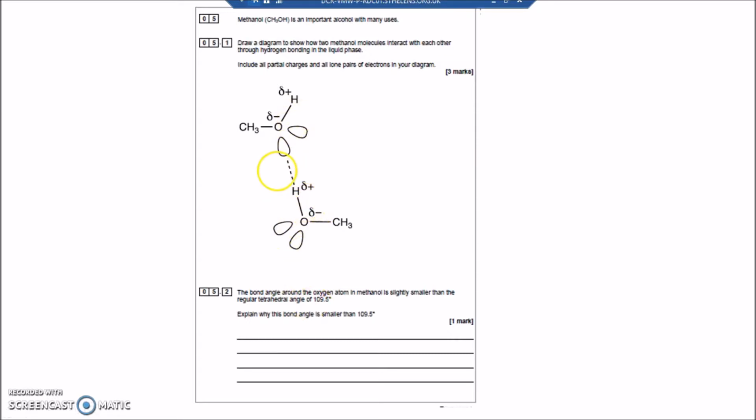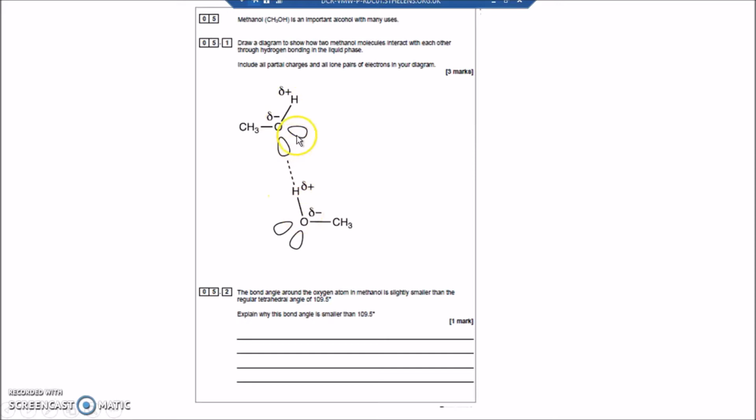But it's the two lone pairs on this oxygen that are most important here, and as long as you've got two lone pairs on this oxygen, then it doesn't matter if you've not got the two lone pairs on this oxygen. Then you need a delta plus and delta minus. Really there should be a delta plus and delta minus on this OH and this OH, but you don't get any marks for this one, it's just mainly this one.